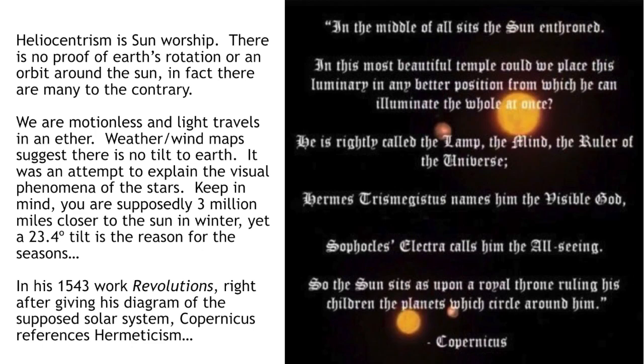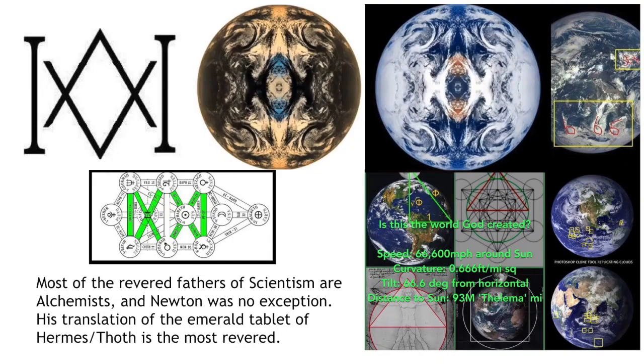In his 1543 work, Revolutions, right after giving his diagram of the supposed solar system, Copernicus references Hermeticism. In the middle of all sits the sun enthroned. In this most beautiful temple could we place this luminary in any better position from which he can illuminate the whole at once. He is rightly called the lamp, the mind, the ruler of the universe. Hermes Trismegistus names him the visible God. Sophocles' Electra calls him the all-seeing. So the sun sits as upon a royal throne, ruling his children, the planets which circle around him.